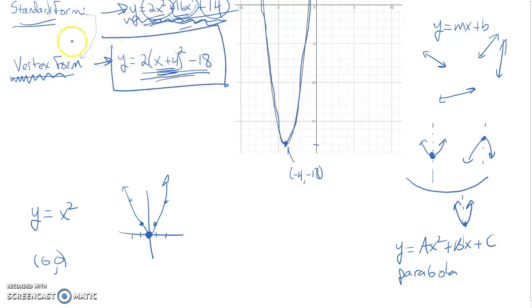So now let's look at how to take something that's in standard form and rewrite it so that it's in vertex form.